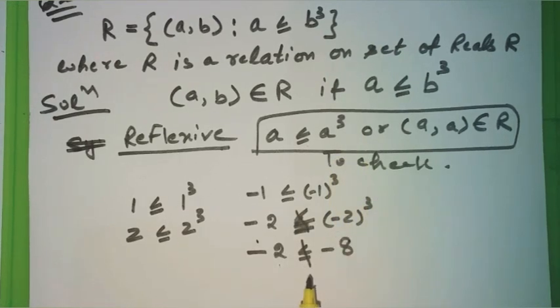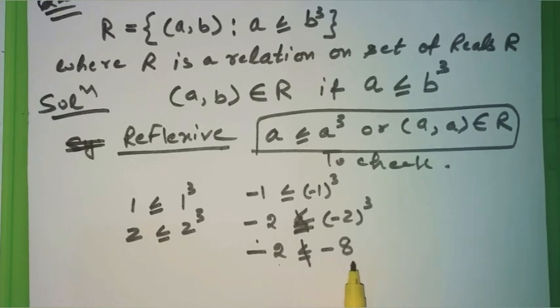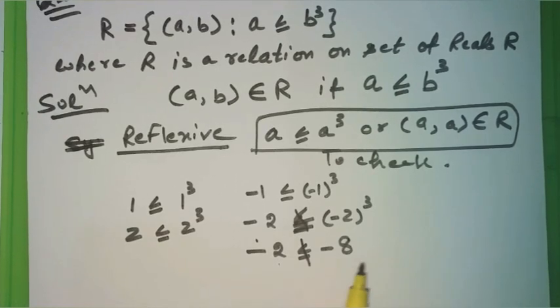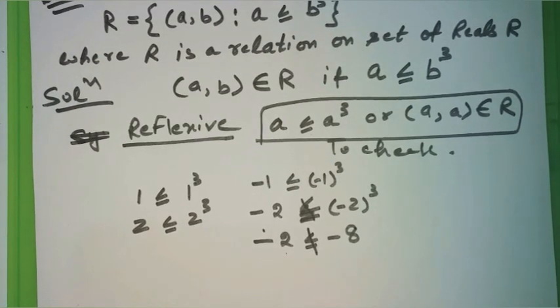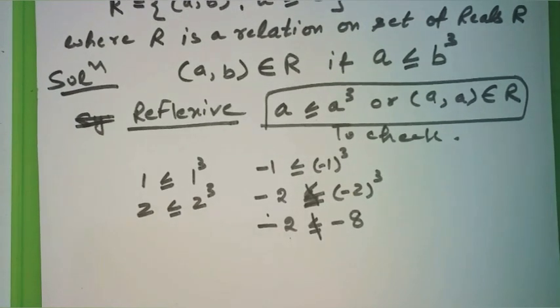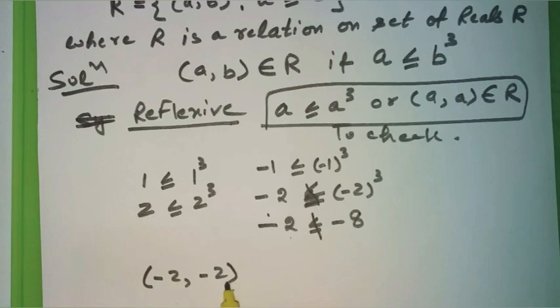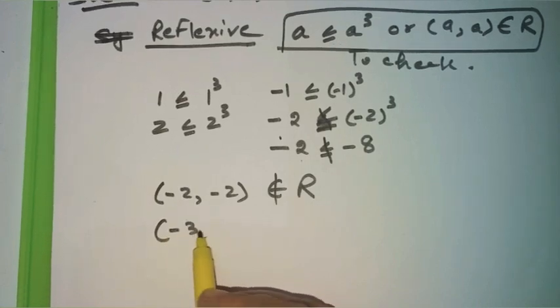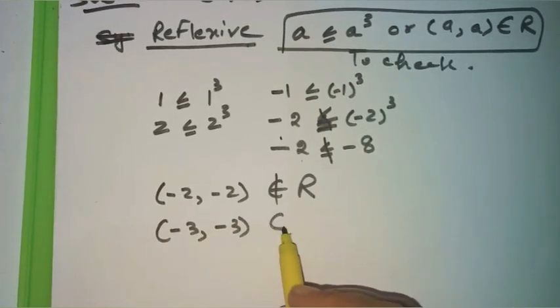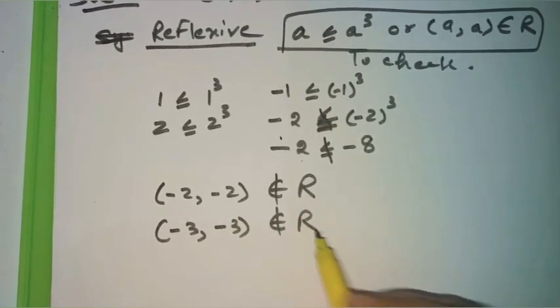You can create many more examples of this kind. Minus 3 does not belong to R. So any pair of negative integers will not belong to R. One example is enough to show this. So I can say that yes, (minus 2, minus 2) does not belong to the relation R, or I can also say (minus 3, minus 3) also does not belong to the relation R.